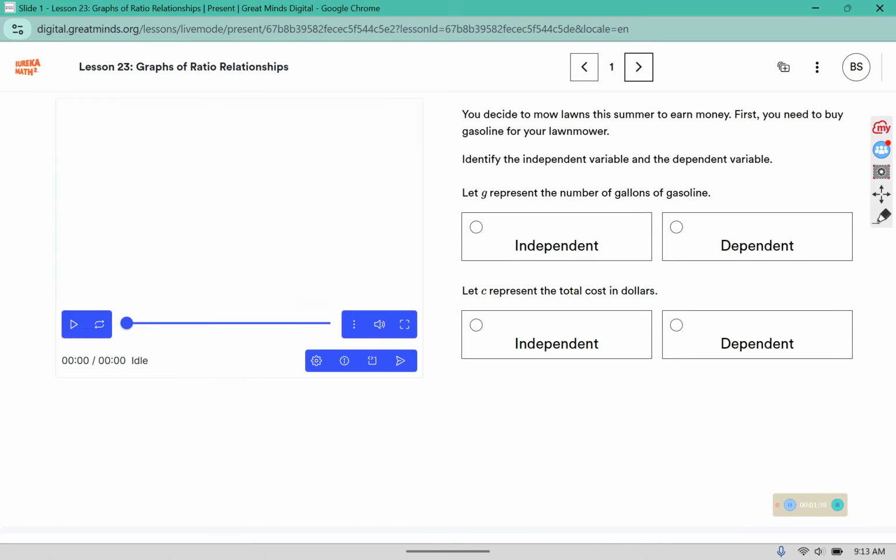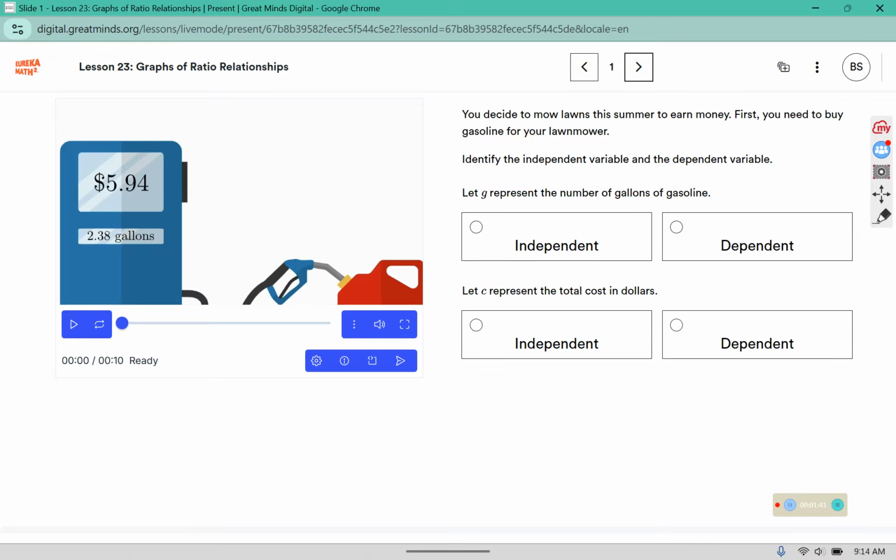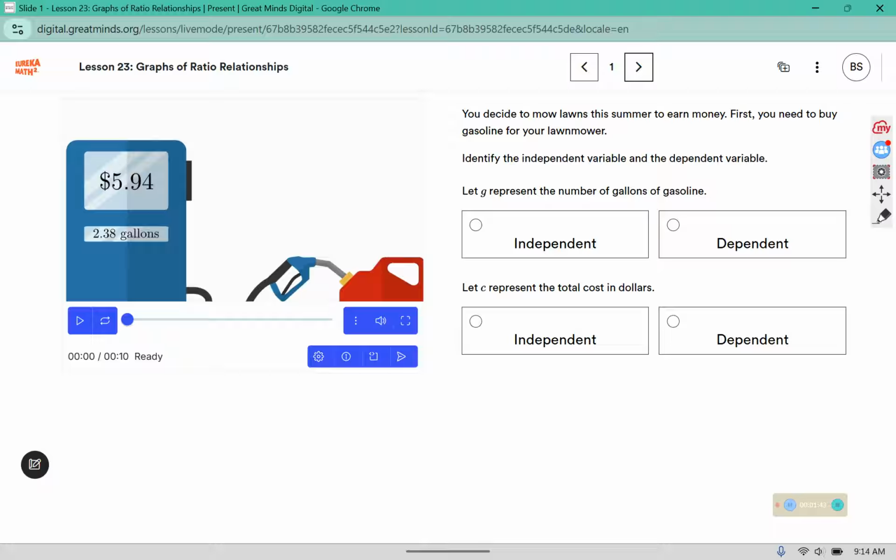This is a digital lesson, so go ahead and follow along on your computer if you have access to it. You decide to mow lawns this summer to earn money. First, you need to buy gasoline for your lawnmower. Identify the independent variable and the dependent variable.